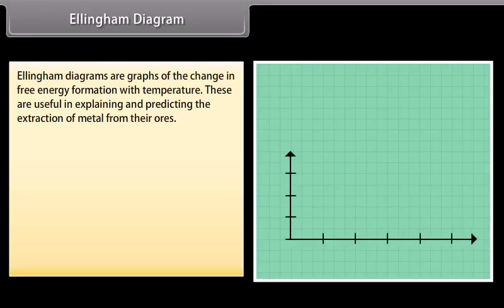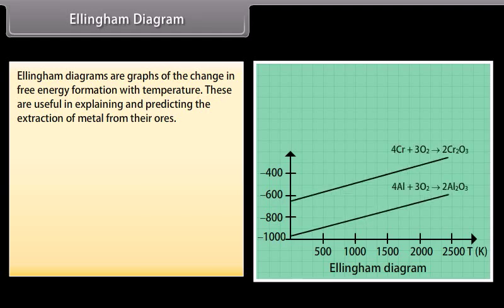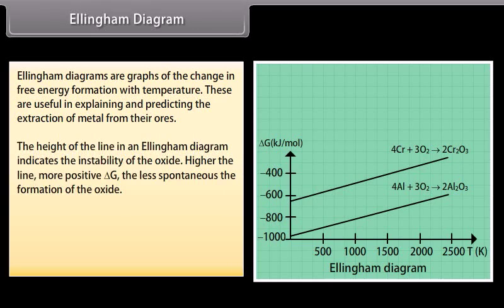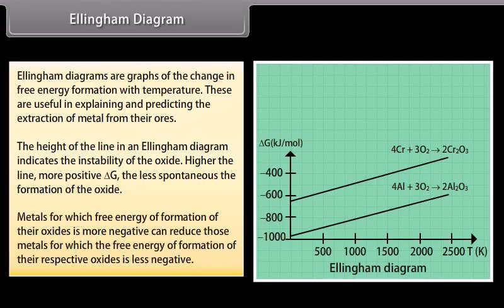Ellingham diagram. Ellingham diagrams are graphs of the change in free energy of formation with temperature. These are useful in explaining and predicting the extraction of metals from their ores. The height of the line in an Ellingham diagram indicates the instability of the oxide. Higher the line, more positive delta G, the less spontaneous the formation of the oxide. Metals for which the free energy of formation of their oxides is more negative can reduce those metals for which the free energy of formation of their respective oxides is less negative.